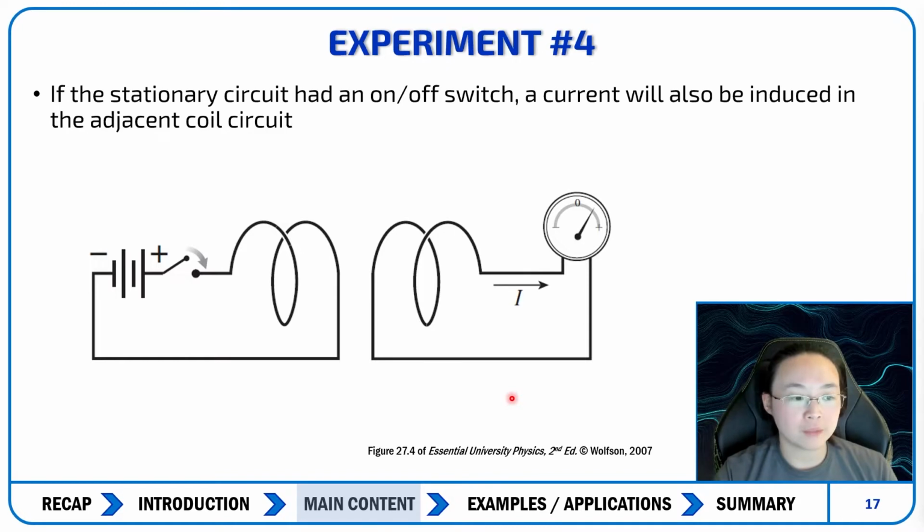In the fourth experiment, the stationary circuit has an on-off switch. You have these two coils just sitting there stationary, but this one has a switch that you can turn on and off. If you turn this on and off, will it induce a current in the adjacent coil? The answer is yes, because by turning something on and off, you are initiating a change in the current and therefore a change in the magnetic field, which causes a change in current in the adjacent coil.